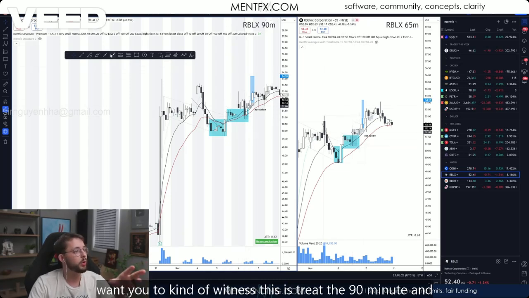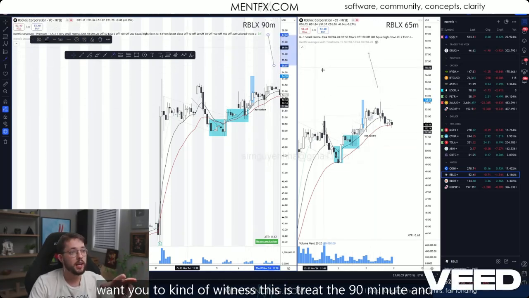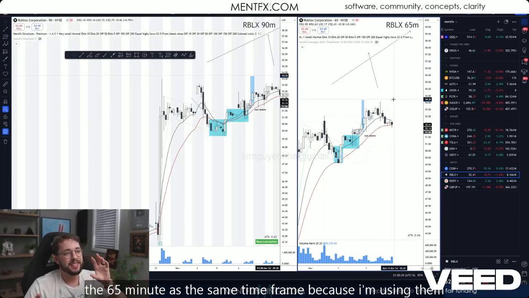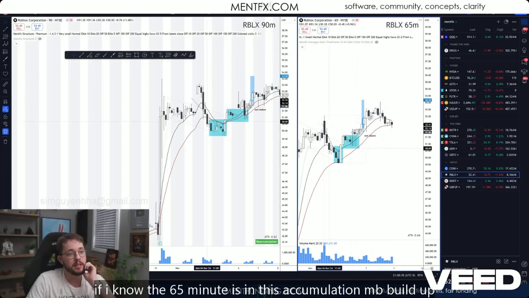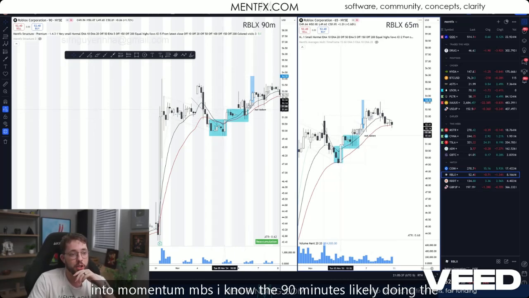So really, the way I want you to kind of witness this is treat the 90-minute and the 65-minute as the same time frame, because I'm using them both as like a V. Okay, that's ultimately what's happening. So if I know the 65-minute is in this accumulation MB buildup into momentum MBs, I know the 90 minutes likely doing the same thing.